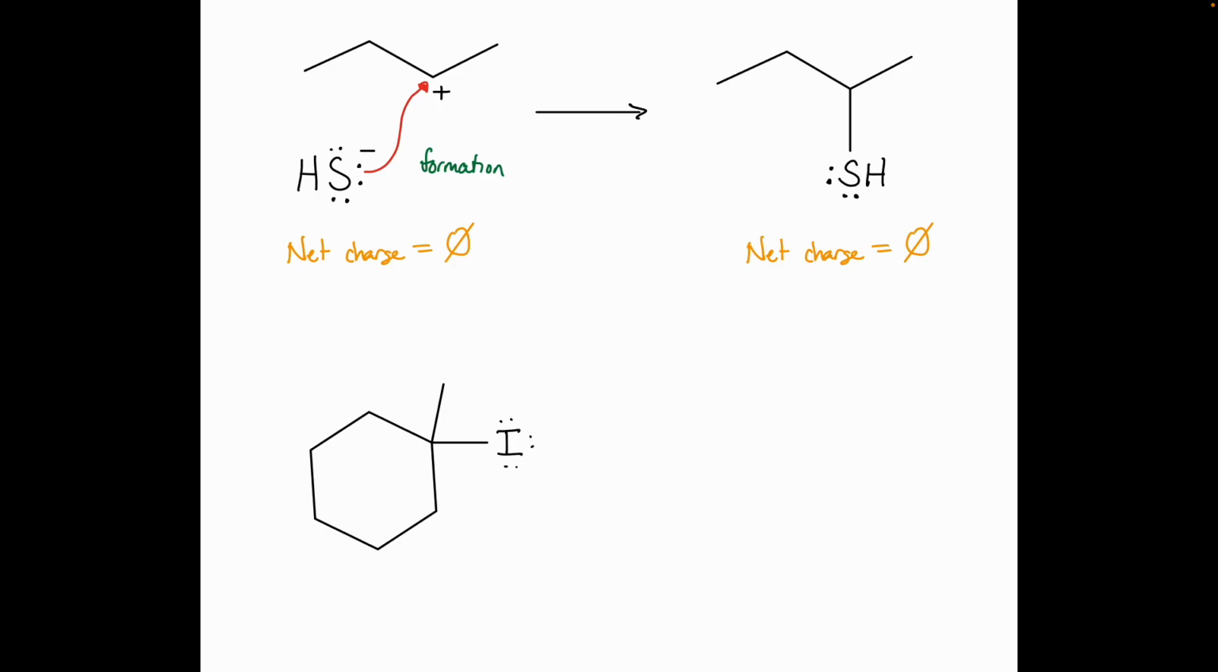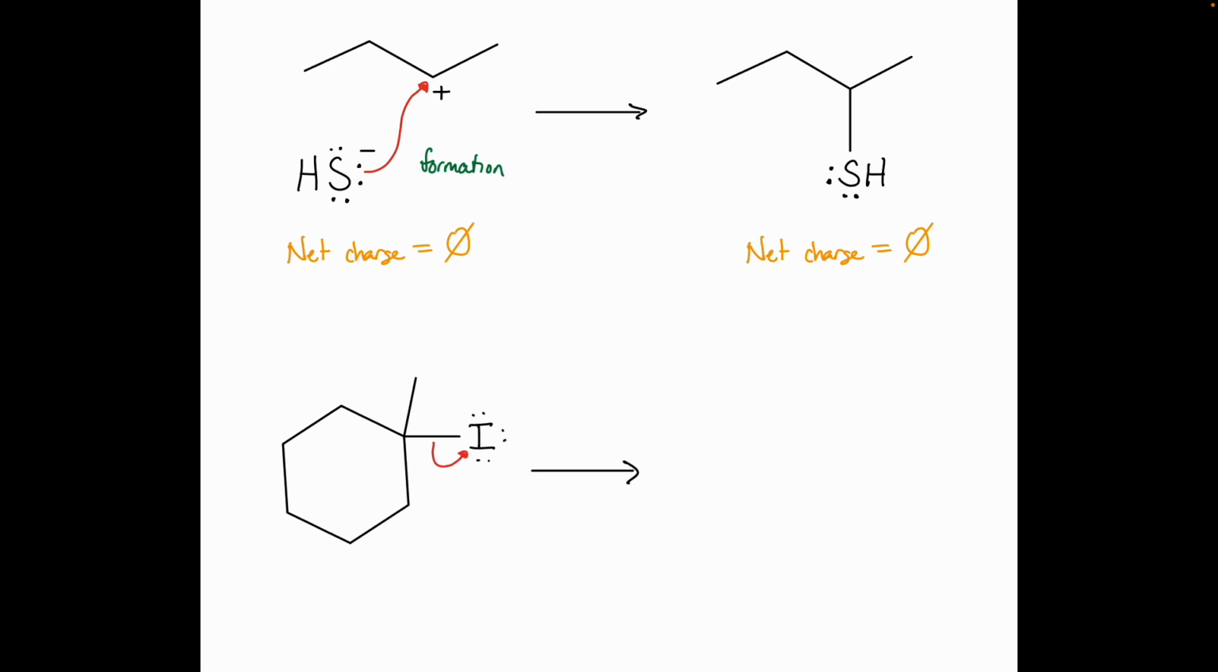Okay, again, I'm going to put in an electron pushing arrow, and you're going to draw me the product. Actually, first you're going to tell me whether it's bond breaking or bond formation, and then you're going to draw me the product.